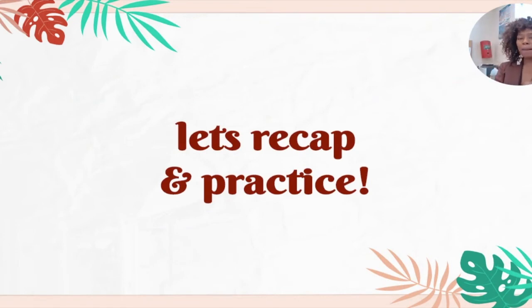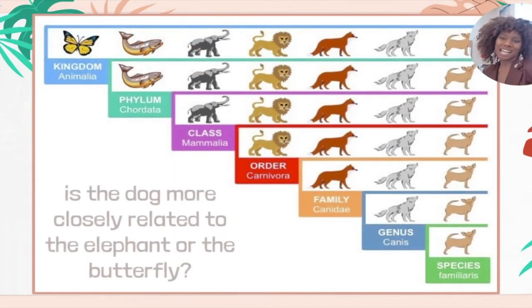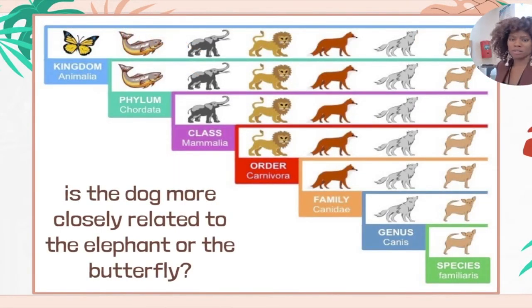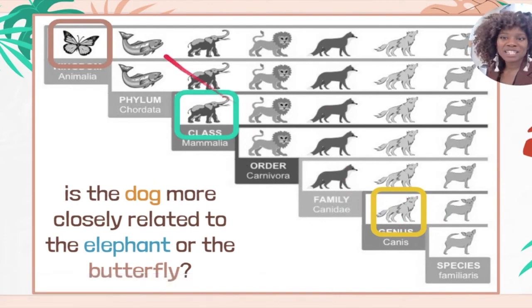Okay? So let's recap, practice, let's wrap it up. Let's get to it. We can power through the last couple minutes. Okay. So here, is the dog more closely related to the elephant, or is the dog more closely related to the butterfly? Here's a hint. I went ahead and identified the organisms for you. So we're talking about the dog, I said earlier that was a wolf, elephant, butterfly. So is the dog more closely related to the elephant or the butterfly? What do you think?